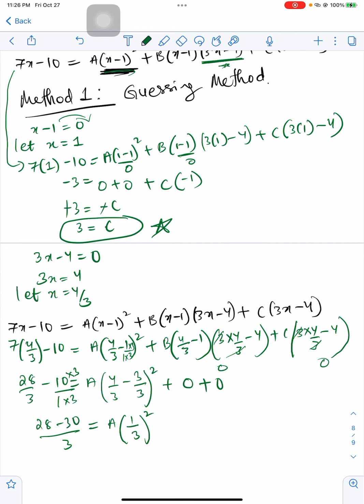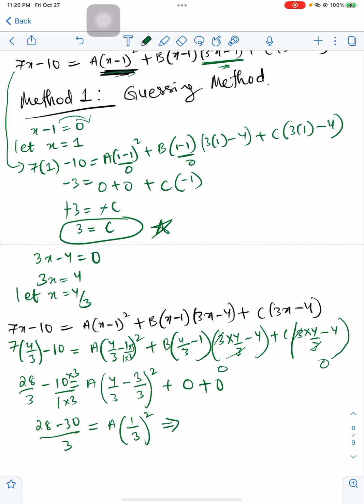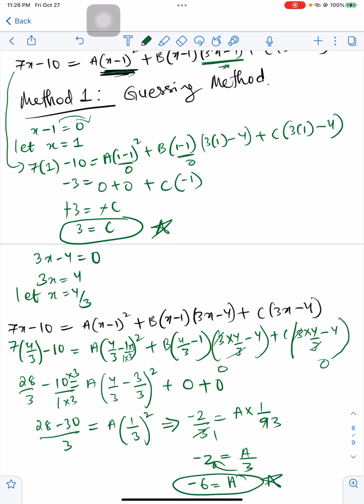So this implies that you have negative 2 over 3 is equal to a times 1 over 9. So 3 ones are 3, 3 nines are 9. Negative 2 is equal to a over 3. Take this to the other side. Negative 6 equals a. So you got the value of a as negative 6.